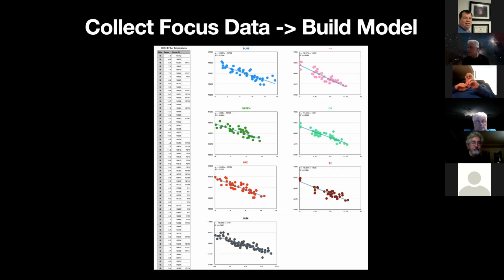So here's the spreadsheet that shows on the left-hand side the columns of data that I've been collecting over the 2.5 months that I did this modeling. And the 7 filters, you can see blue, green, red, luminance, and then HA, O3 and S2. And the data I collected across all those filters, and all the lines are getting close to lining up.